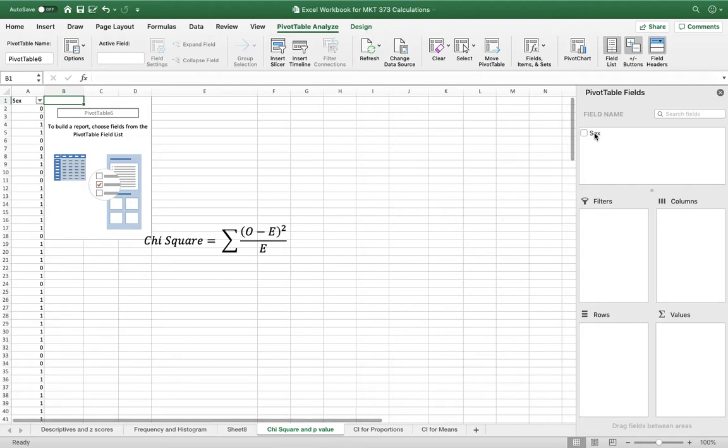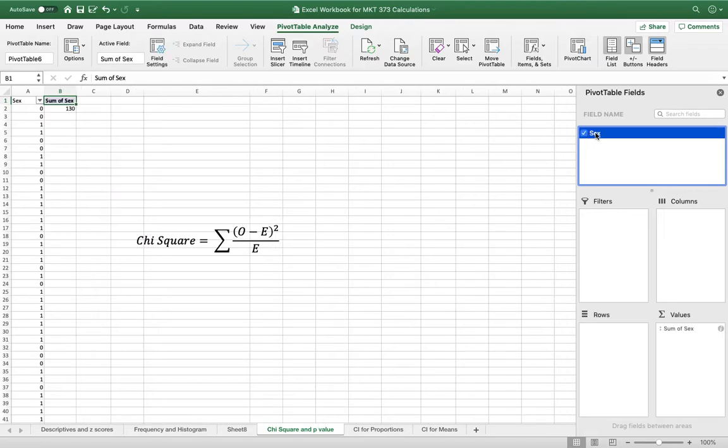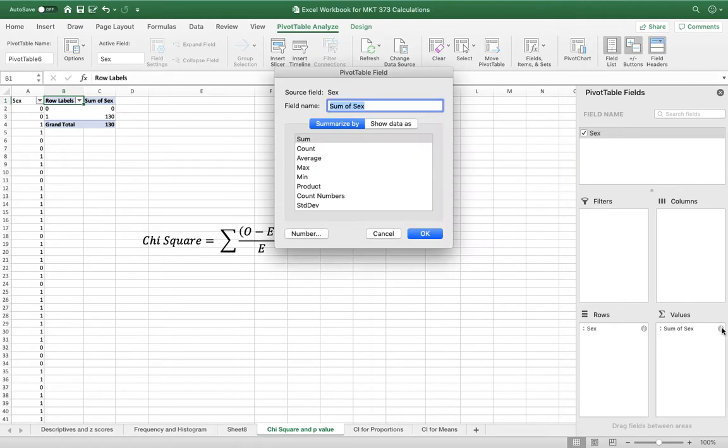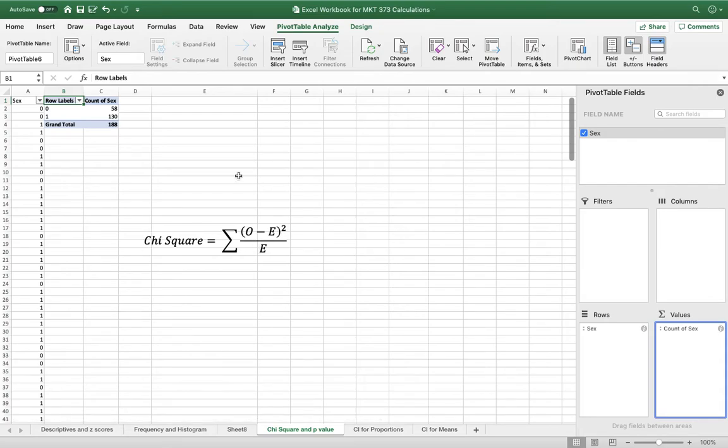So to build the table, we click on sex and we drag it down to the rows. And as you can see, it's already in the values, but it's treating it as a variable that should be summed. What we need it to do is to treat sex as a variable that can be counted, right? We're looking at frequency counts. So we hit information, click on count, and hit OK. That gives us our observed values for sex, 58 men and 130 women in our sample.